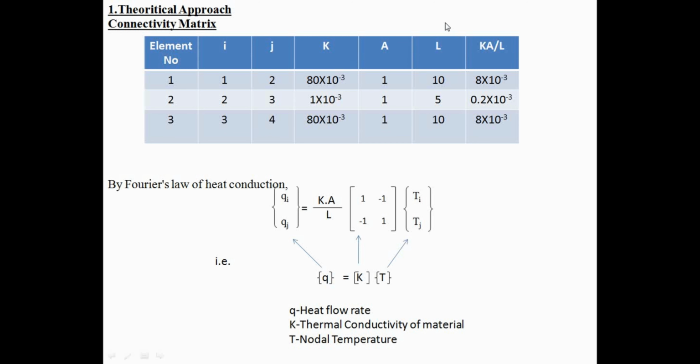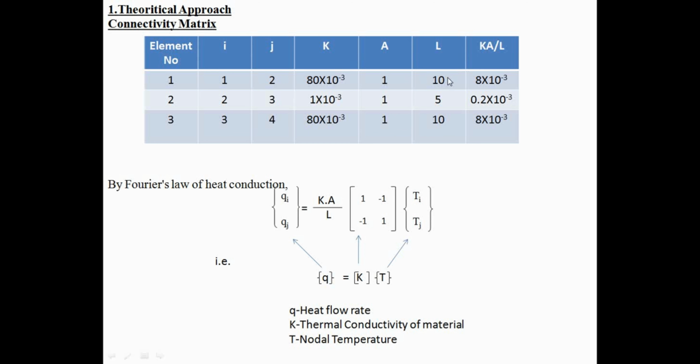We will see the connectivity between these elements. There are three elements. For the first element, the Ij nodes are 1, 2. For the second element, the Ij nodes are 2, 3. For the third element, the Ij nodes are 3, 4. Now for the first element, the thermal conductivity K is given as 80 into 10 raised to minus 3. In this, the area is not given, so we assume unit area. That means the cross-section area is assumed as 1 for all the elements.